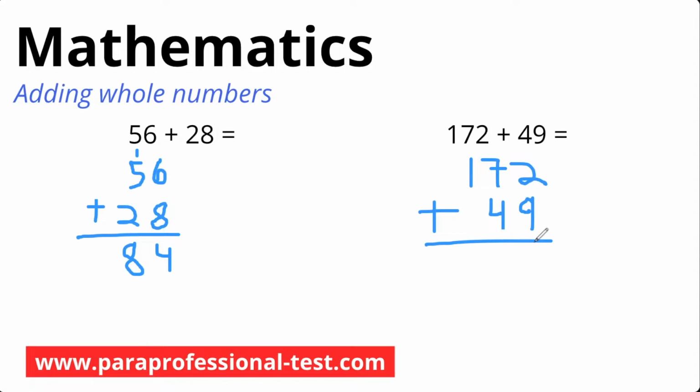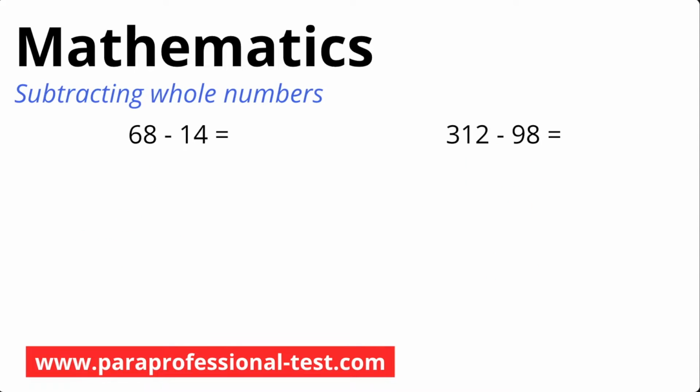Alright, again, I'm going to start at the ones column, and I know that 2 plus 9 is 11, so I put the 1 here and carry this 1 there. Then 1 plus 7 is 8, and 8 plus 4 is 12. So I put the 2 down below and carry the 1 up above. 1 plus 1 is 2, so my answer is 221. Is that what you got also? Awesome. Let's move on.